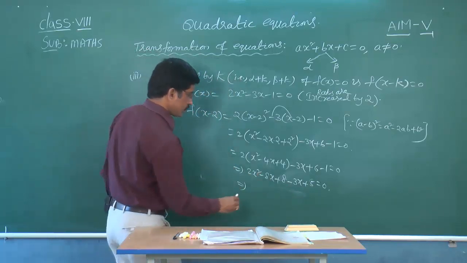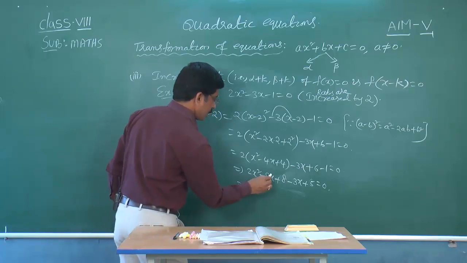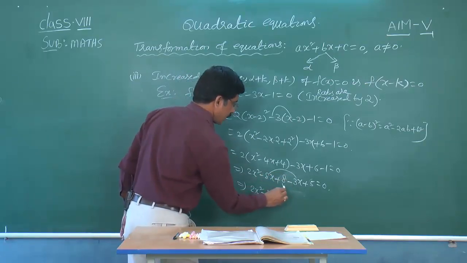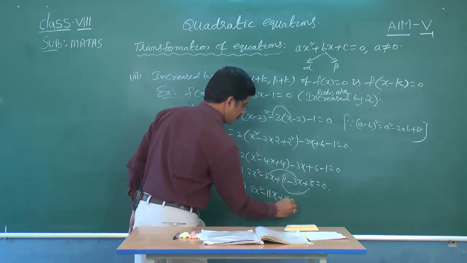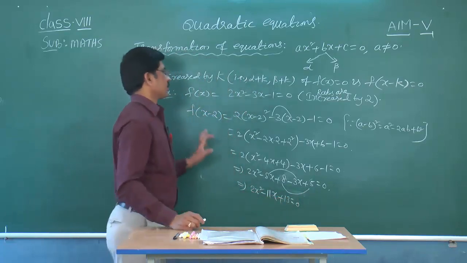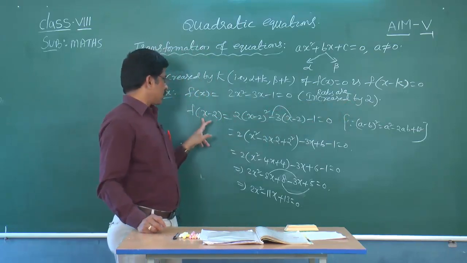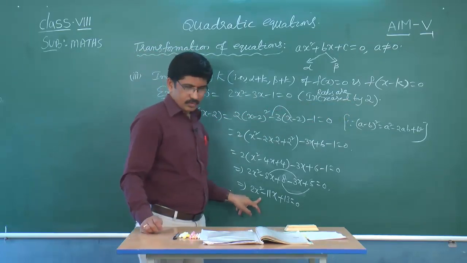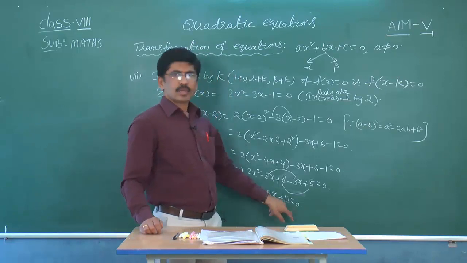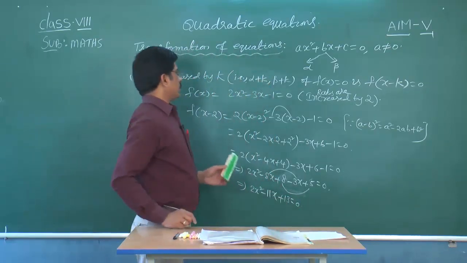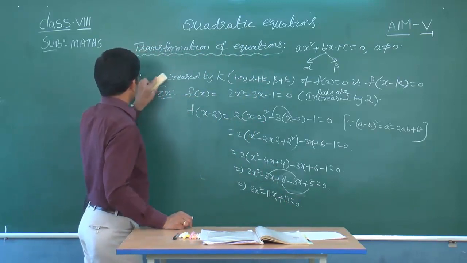Very good. 2x square minus 8x minus 3x is minus 11x, 8 plus 5 is 13. Roots are increased by 2. Then f of x minus 2 is equal to 2x square minus 11x plus 13 is equal to 0. We are going to the fourth one.